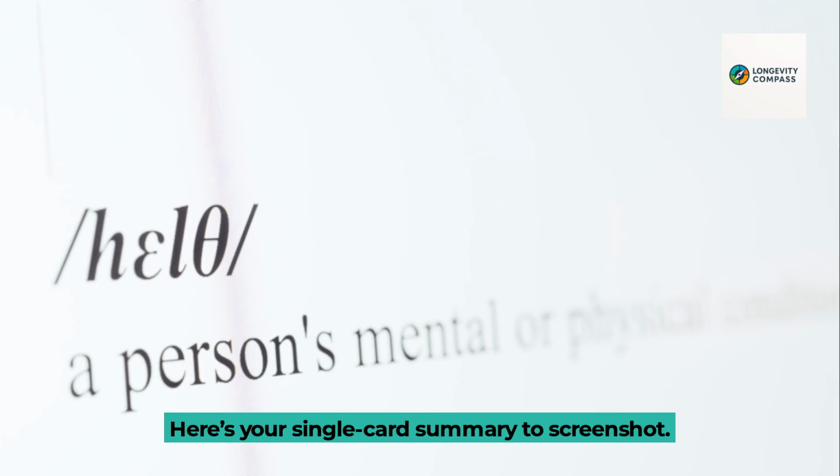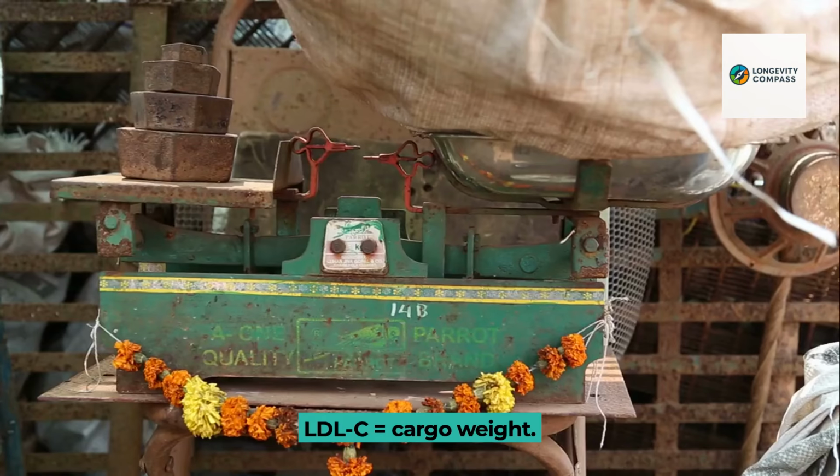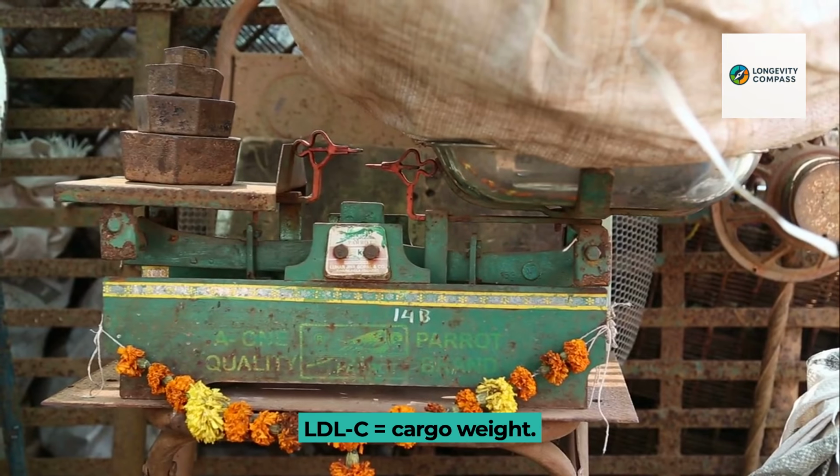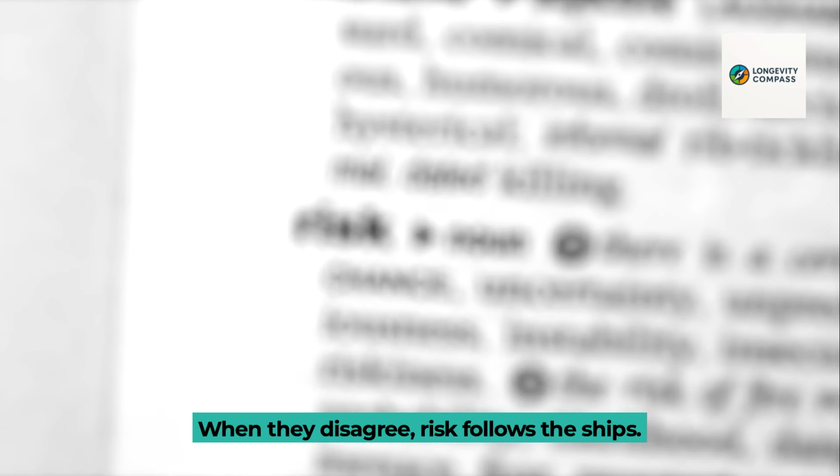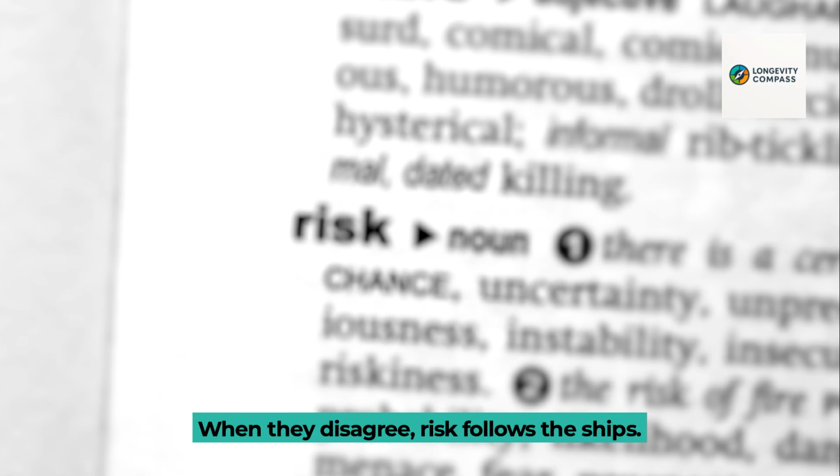Here's your single card summary to screenshot. LDL-C equals cargo weight. ApoB equals number of ships. When they disagree, risk follows the ships.